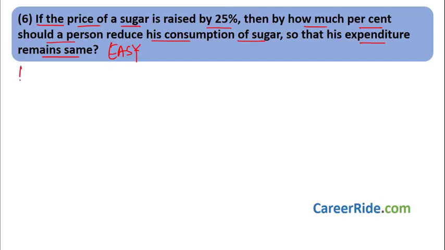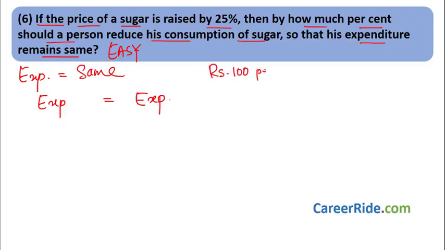Okay, what have they given? Expenditure should remain same. Initially there was some expenditure, later on after the change of price also there was some expenditure, and both the expenditures should remain same. Do we know what is the price of sugar? No. So let us assume that price of sugar is rupees 100 per kg. This is the rate of sugar. Do we know how much the person used to consume earlier? No, we do not know. So let us assume that the person used to consume 1 kg sugar only.